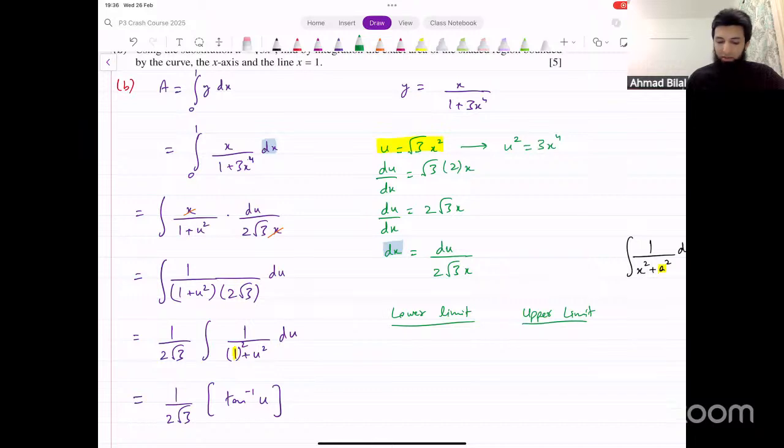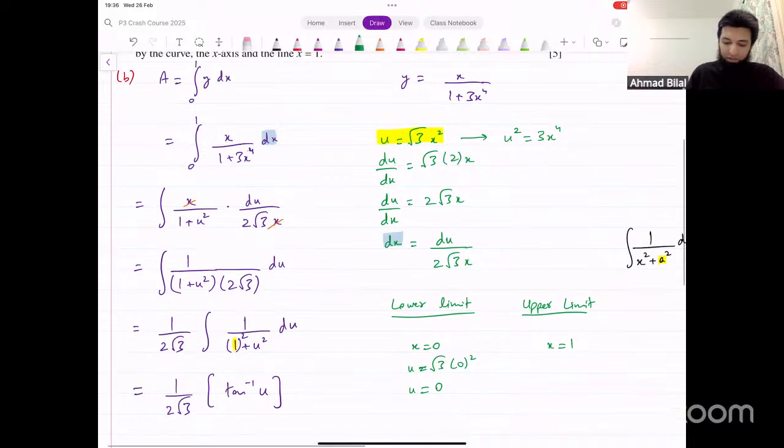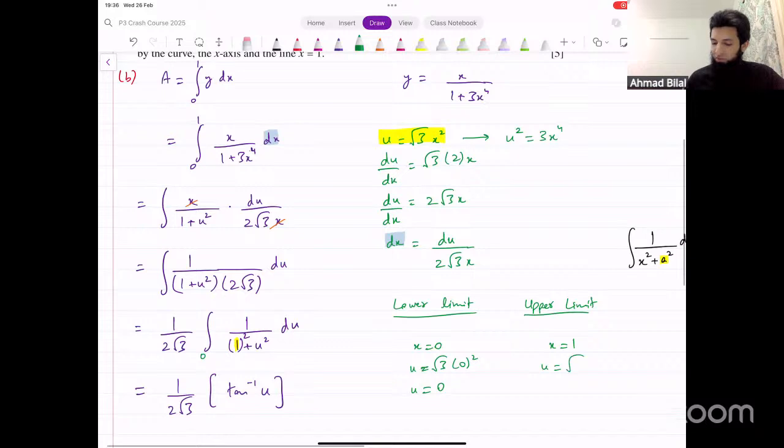Lower limit was x equal to 0 and the upper limit was x equal to 1. U is equal to square root of 3 times x squared. So square root of 3 times 0 squared just gives us 0. So the lower limit is going to be 0. For the upper limit, u equals square root of 3 times 1 squared. U is equal to square root of 3. The upper limit is square root of 3. Okay. And now you can input these limits in that integral and you get the result.